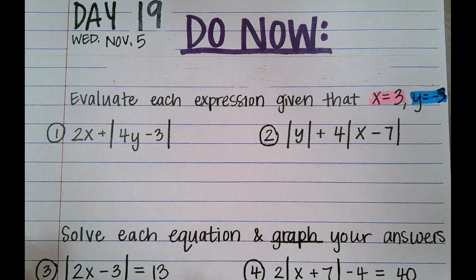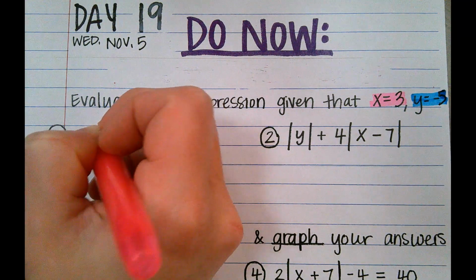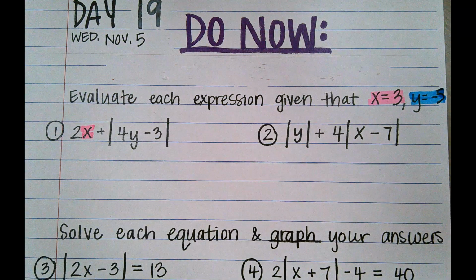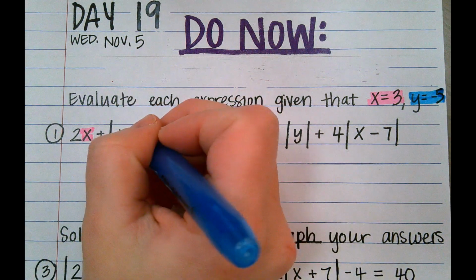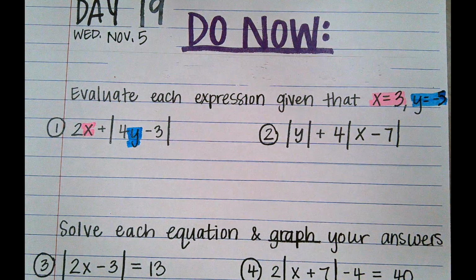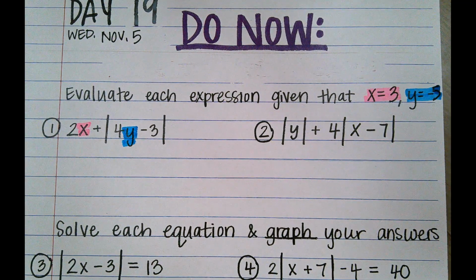So for my first problem, I have an x right here. I don't have any more x's. And I have a y right here. So I see my x and my y. I know what those values are. What should I do to sort of begin this problem?